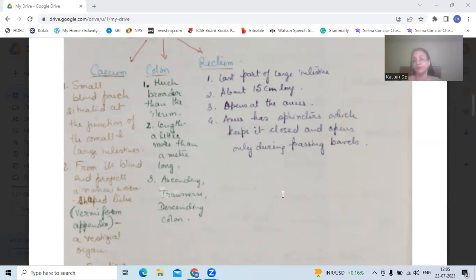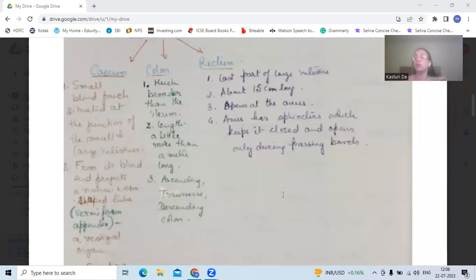Then we come to rectum. After the descending colon ends, the last part of the large intestine is the rectum, okay, which is about 15 centimeter long. And it opens outside the body as anus. Okay. Now, what is anus? Anus is the opening of the rectum outside the body, but it has some sphincters which keep it closed, and it opens only when we require to pass the bowels.